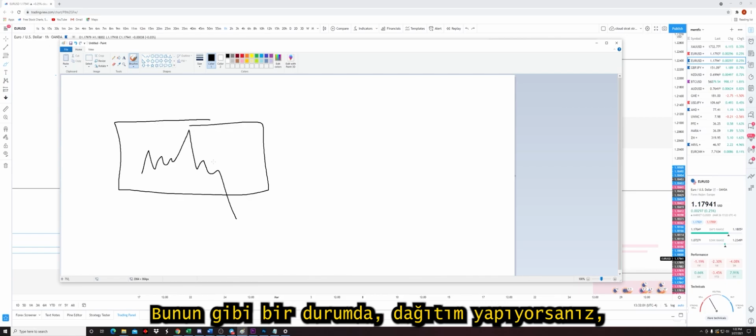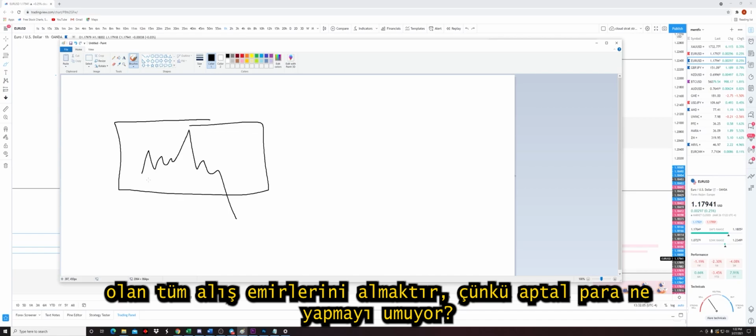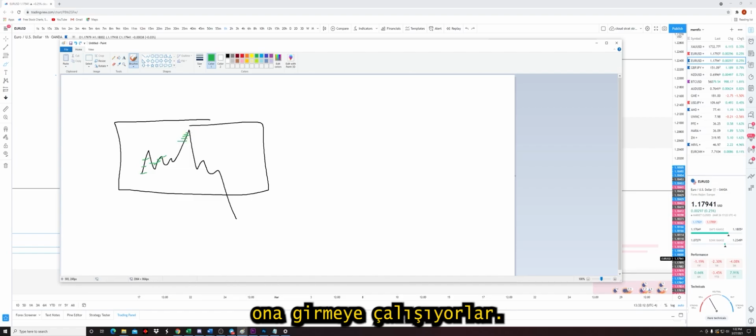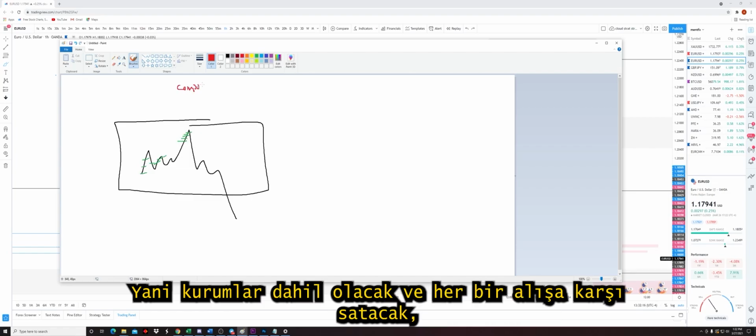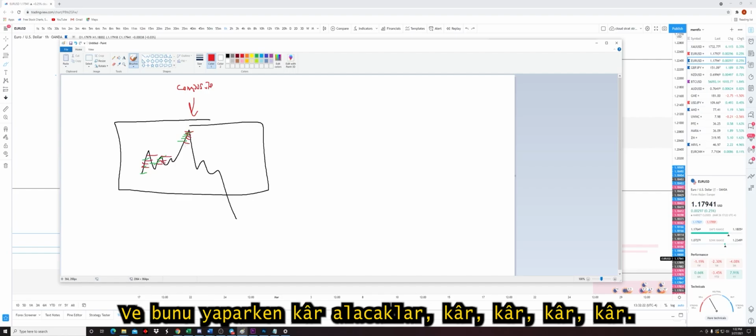In a case like this where you're distributing, what you're doing is you're taking all the buy orders on behalf of dumb money, because dumb money is looking to do what? Buy, as we get new highs, buys, trying to get into that. And as that happens, the composite man, right? So institutions are going to get involved and sell into every single buy. Sell. And as they do that, they will take profits where? Profit.